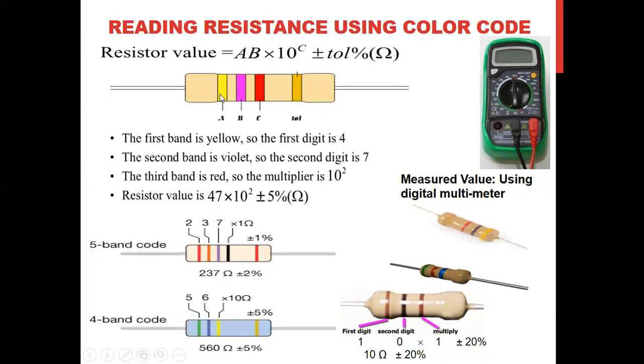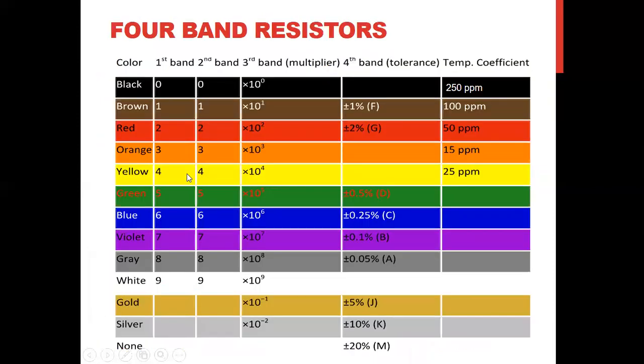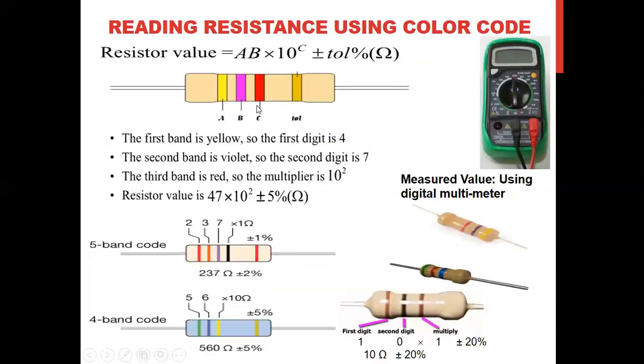Now let us see. The first band is yellow. The value of yellow digit is 4. Then violet. Violet is 7. Then red, and this one gold.